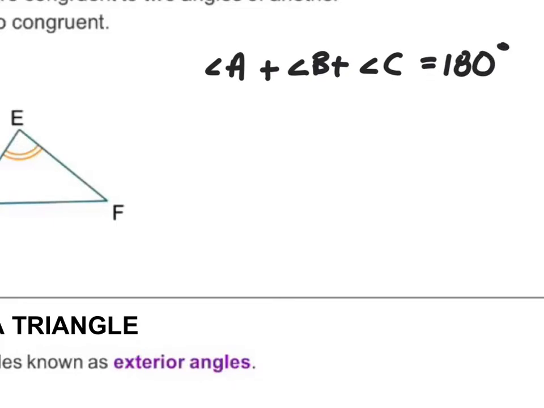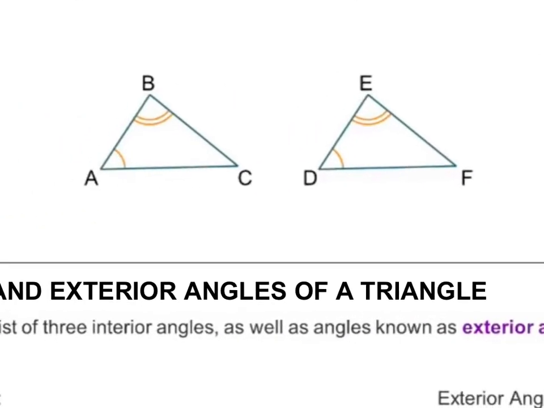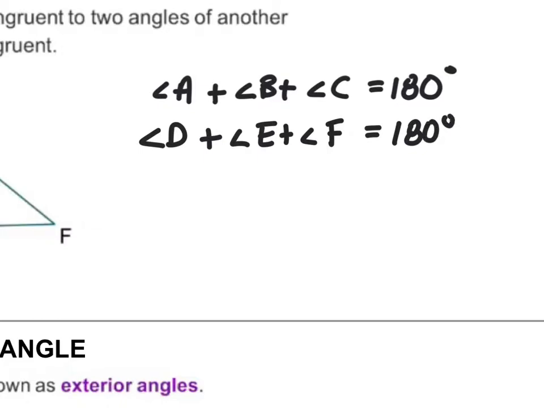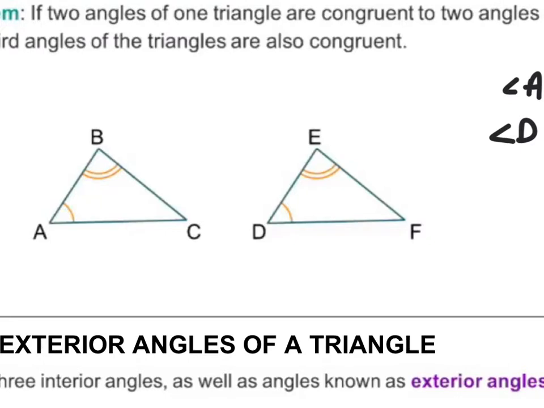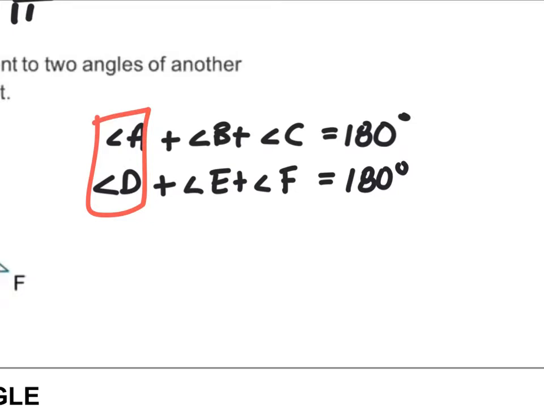And then I can say that angle D plus angle E plus angle F, if I add all those up, I'm going to get 180 degrees as well. Now, what we know is that angle A and angle D are congruent. These are the same. And also angle B and angle E are congruent. These are the same.